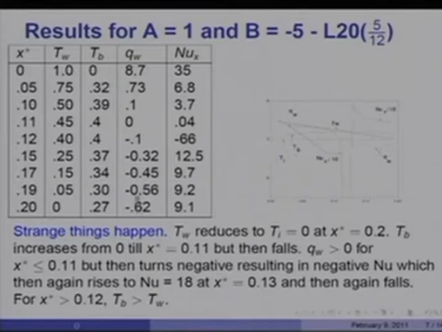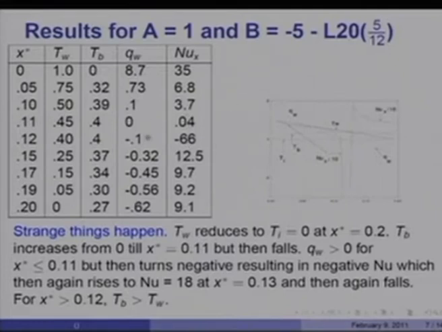So, even that is possible. So, indeed strange things happen. The wall temperature, although it is monotonically, linearly decreasing, the bulk temperature has a hump at about x star equal to 0.11 to 0.12, and then there is a decline and a turning sign. Likewise, the Nusselt number declines, but it goes negative and then becomes positive.